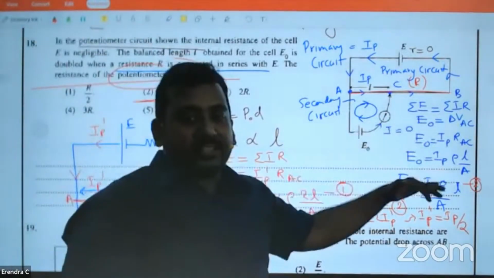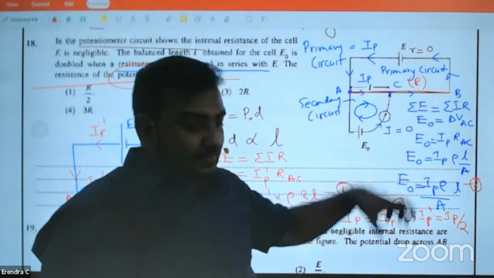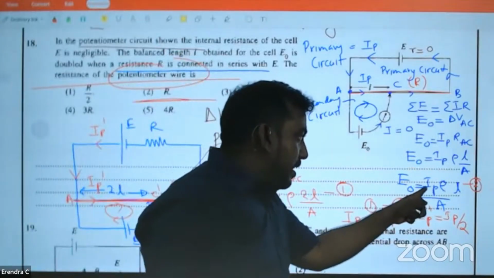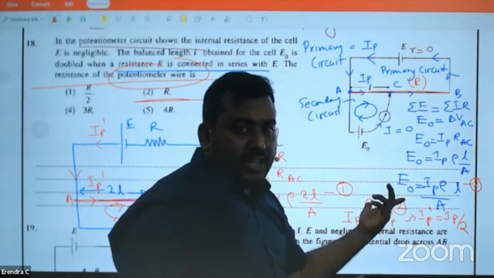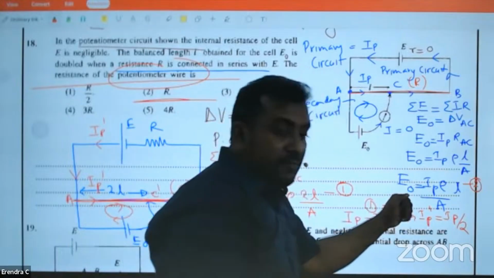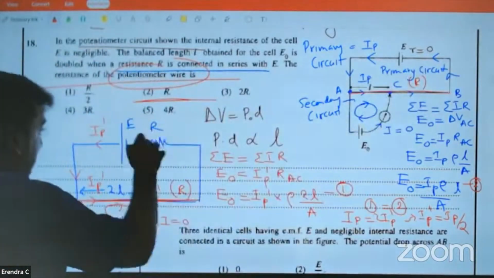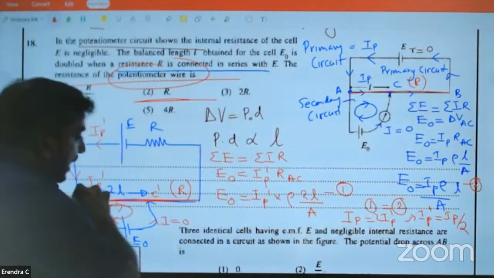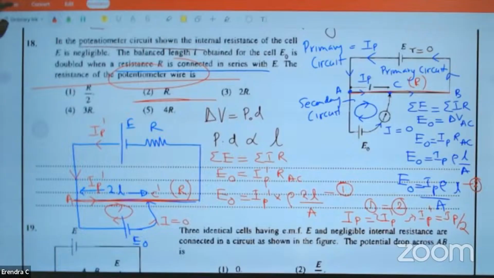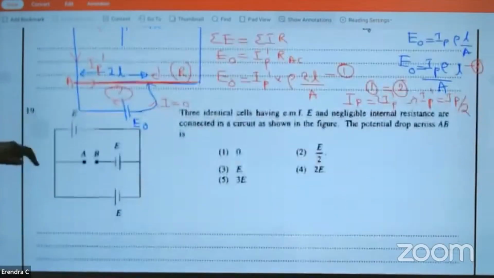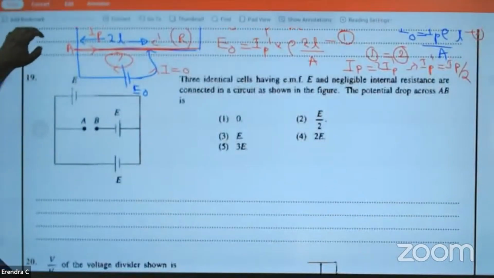So no need to do all these calculations, but I showed you how to get it. Length has doubled because rho and A won't change, and E naught has not changed. Current has become half, so resistance is double. Once I put this resistance, double means this is also R. The correct answer is answer number 2. Right.